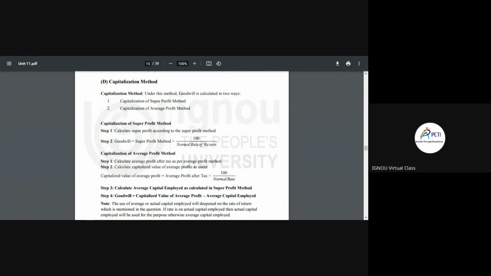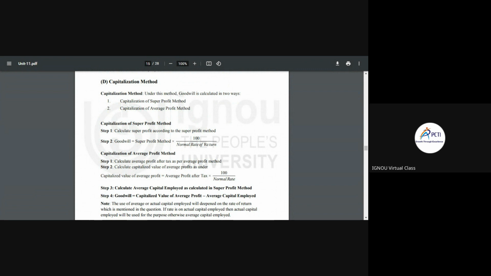Next, we need to capitalize the average profit method. In the average profit method also we have steps. The first one is to calculate average profit after tax as per the average profit method. The second one is to calculate the capitalized value of average profit.